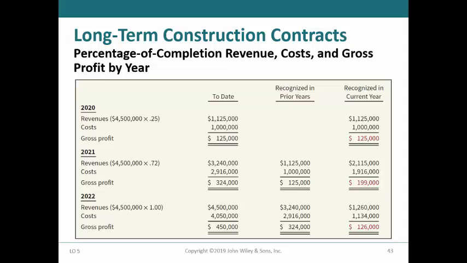The $199,000 gross profit in 2021 is equal to the total gross profit to date of $324,000 minus the $125,000 already recorded in 2020. The $126,000 gross profit in 2022 is equal to the total gross profit on the contract of $450,000 minus that already recognized in 2020 and 2021 of $324,000. The entries to record the revenue, expenses, and gross profit are shown on the next slide.